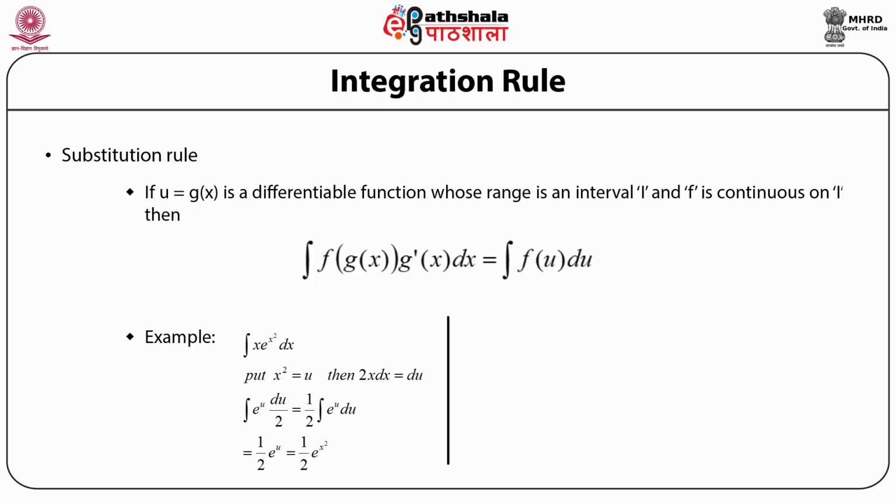indefinite integrals. Then we are going to see another example: integral sin x divided by 1 plus cos squared x into dx. Put cos x is equal to u, then sin x into dx is equal to du. If you substitute everything, it becomes integral 1 over 1 plus u squared into du, which is equal to tan inverse u. When you substitute u back as cos x, the solution is tan inverse of cos x.